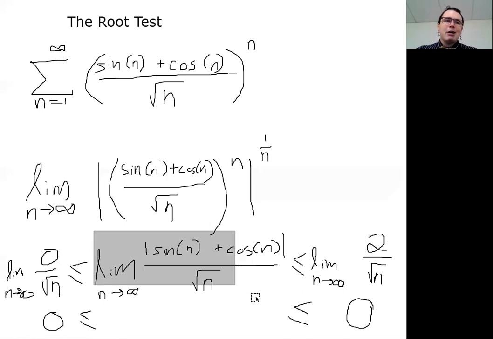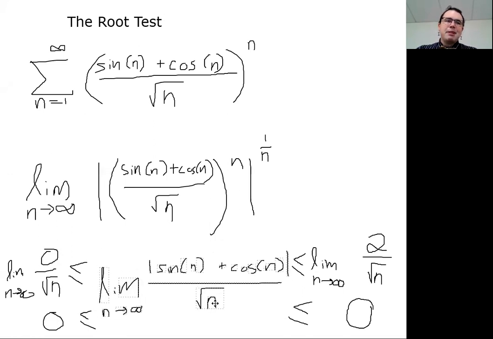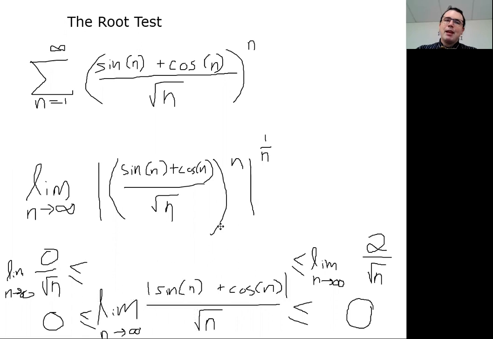So the limit that I care about has to be less than or equal to 0, and it has to be greater than or equal to 0. The only way I can satisfy both those conditions is if the limit is exactly equal to 0. So I've calculated my limit. The limit I got was exactly 0, which is less than 1. The root test tells me that this series is convergent.